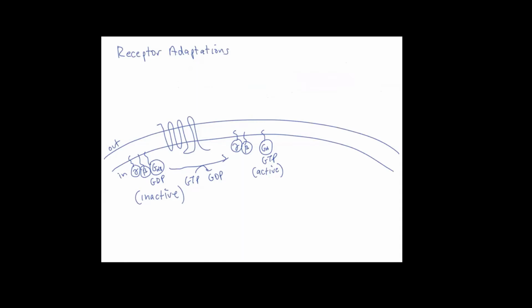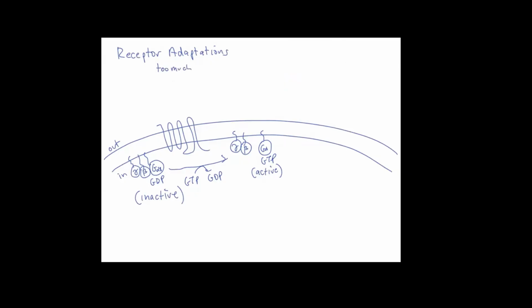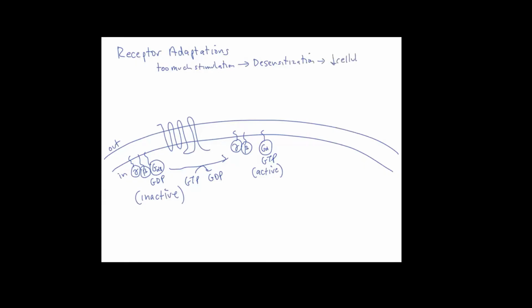So now we're going to talk about the topic of receptor adaptations. When there's too much stimulation of a receptor on a cell, what happens is that the cell can become desensitized. We call that desensitization. There's a decreased cellular response. There's a couple of general ways that you could think about how this could happen.